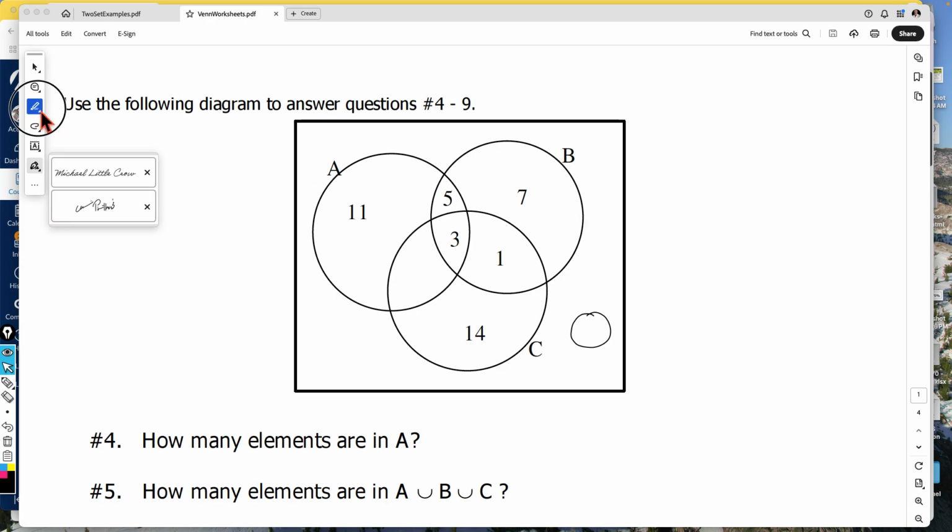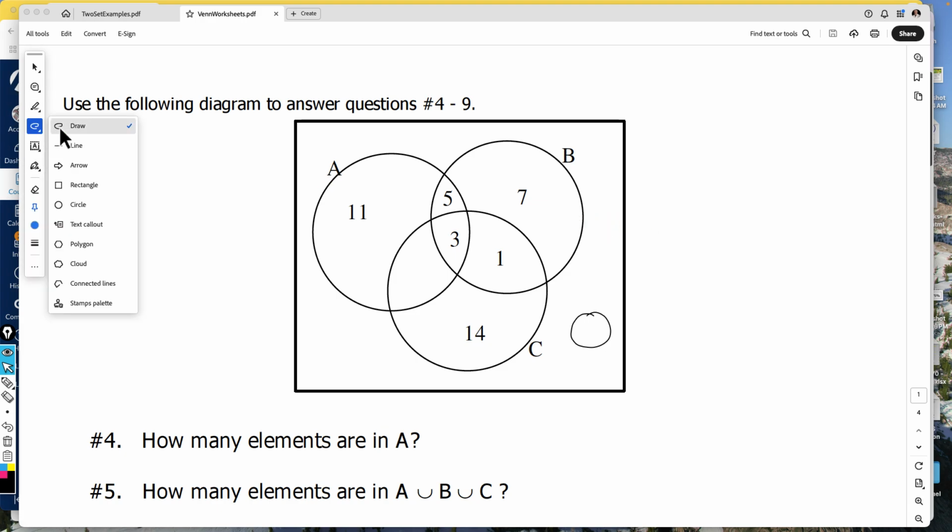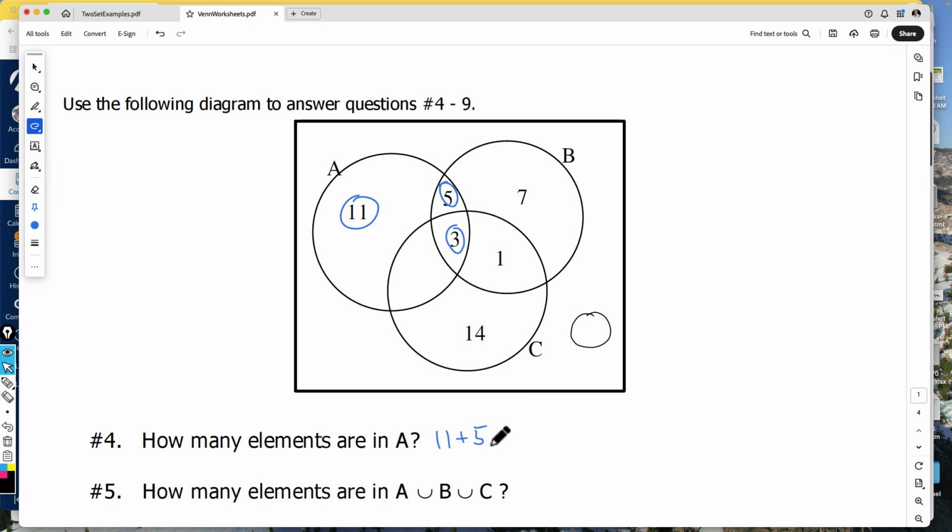So this is in A, these are in A, and these are in A. So it's 11 plus 5 plus 3, yeah, 19. You'll see this if you do the online version. I don't think you'll see it in my worksheets, but they would ask this as n of A, or number in A, and you list it as 19. So you'll see this little n stands for number.